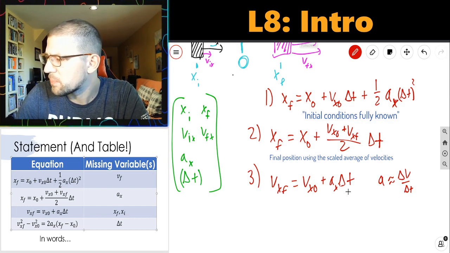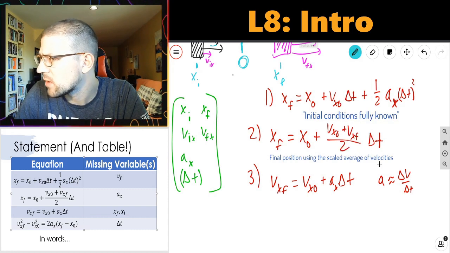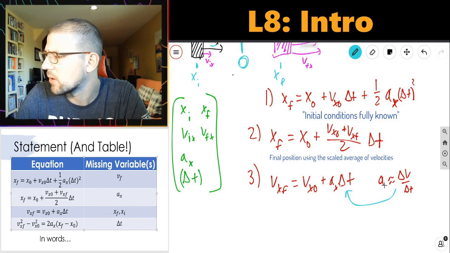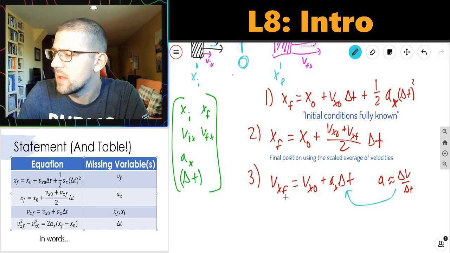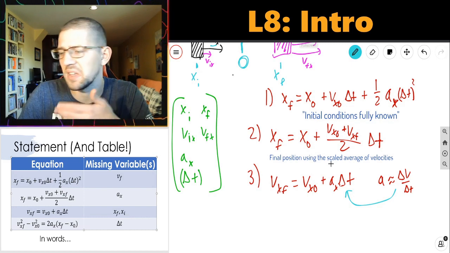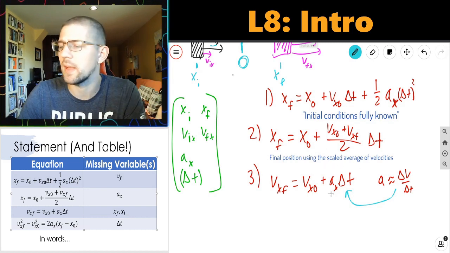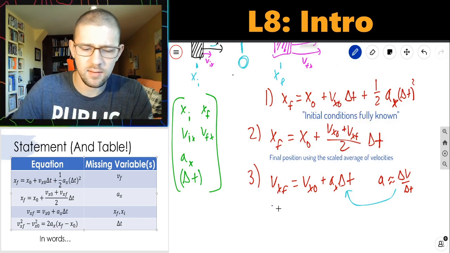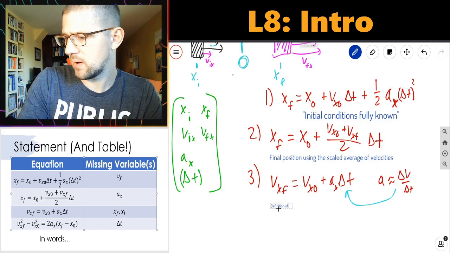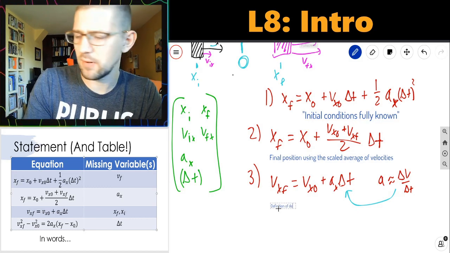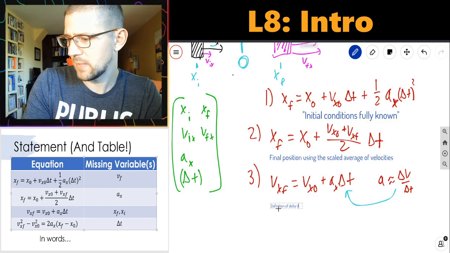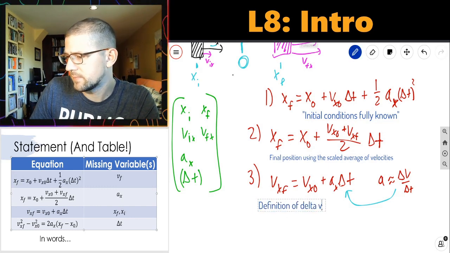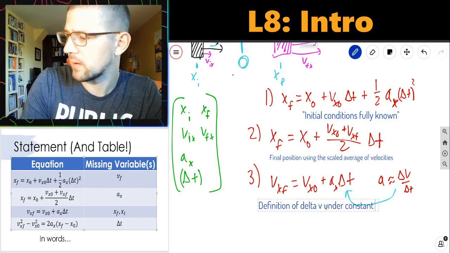So this term on the right, let's draw a little arrow, this term on the right, that's just the change in velocity. So a times delta t is going to give me delta v. So this is just a statement about how acceleration is defined and how it relates to change in velocity. So 3 should be pretty comfortable. I'll call it the definition of delta v, even. The definition of how velocity changes under constant acceleration.